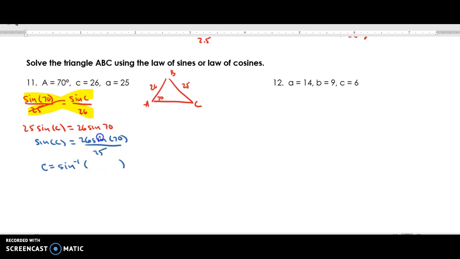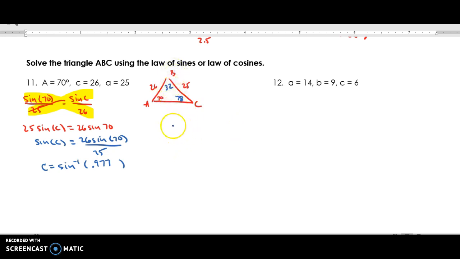So 26 sine 70 divided by 25. Remember to put that in your calculator, numerator first, denominator second. You get 0.977. And when I take the inverse sine of that number, you get about 78 degrees. So angle C would be about 78 degrees. And right away, 180 minus 70 minus 78 would give us angle B, which would be about 32 degrees.